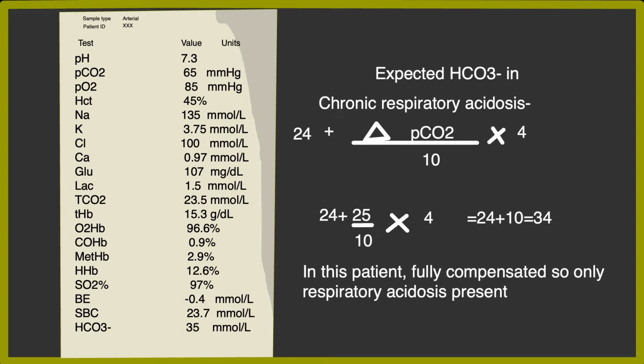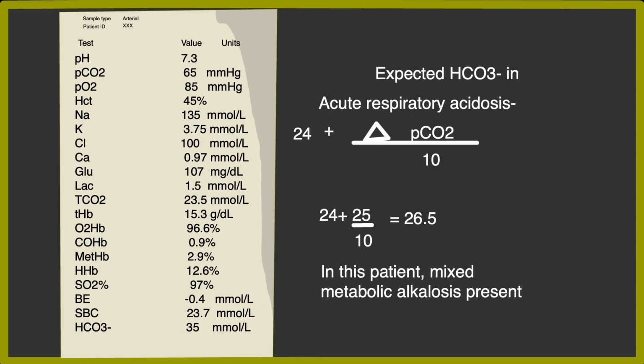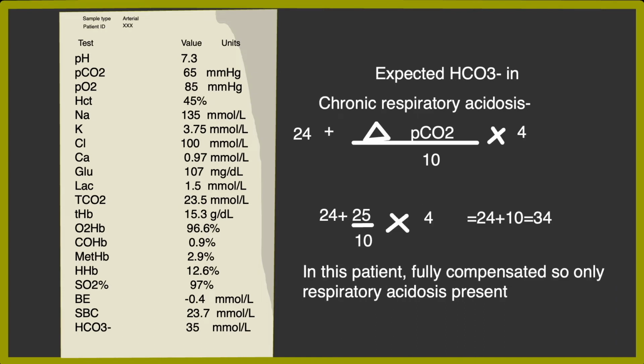The expected bicarbonate in chronic respiratory acidosis is 24 plus delta PCO2 by 10 into 4. In this patient, it's 24 plus 25 by 10 into 4, which is 34. So it's fully compensated, so only respiratory acidosis is present.